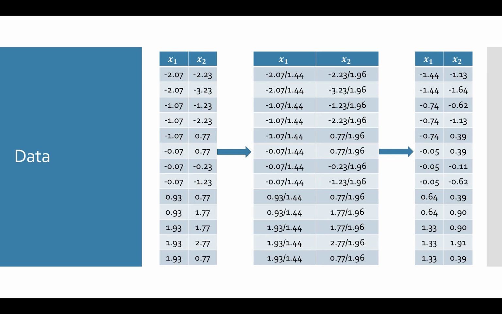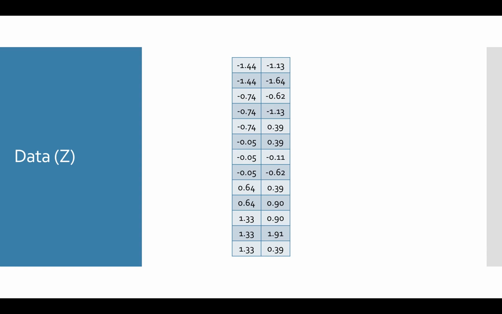Again, we divide each sample by this. So we transform from the centered data all the way to the centered and standardized data on the right-hand side. This is now our data matrix Z. Okay, so this is our standardized centered data. We're going to call it Z.